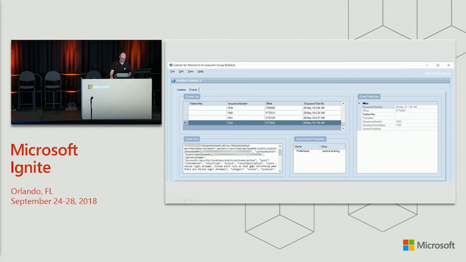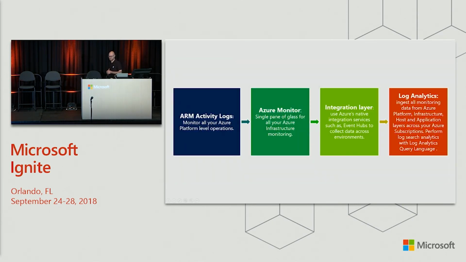All right, so getting back to this overall picture here. We have these different layers. Now we are horizontal. We used to be vertical, but we have these different layers of signals that are coming in: the activity logs, the monitors, the integration layers, the log analytics, all of those. Excuse me. Not all of these are coming into the log analytics.